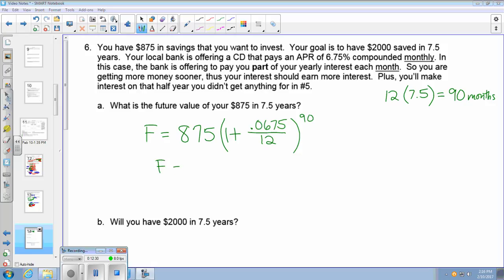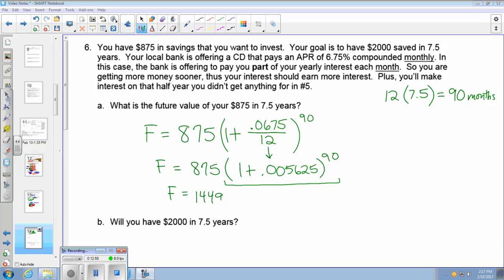So our future value then is going to be 875 times 1 plus, and here if you get an exact decimal, you can make that change. So if you carry out that division, you'll get 0.005625 to the 90th power. And if we type this in all at once on your calculators, or maybe in 2 steps, if you do this as 1 step and then multiply by 875, that's also okay. You're going to get a future value of $1,449.62.